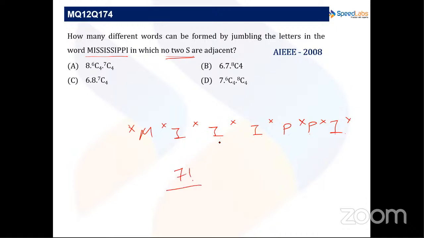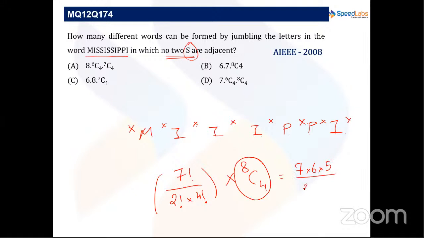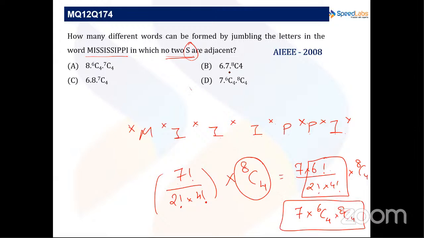So that will be 7 factorial upon 2 factorial for the 2 P's being identical and 4 factorial for the 4 I's being identical. We have to do this, and out of these 1, 2, 3, 4, 5, 6, 7, 8 places, we have to select any 4 places where we will place the S. So these are the total number of ways. So 8C4 we are having, and we have 7 into 6 into 5 upon 2, so that will be 7 into 5 into 3 into 8C4. No option matches that condition, but if we write it as 7 into 6 factorial upon 2 factorial into 4 factorial into 8C4, then it is 7 into 6C4 into 8C4. So the option that matches our condition is option number D.